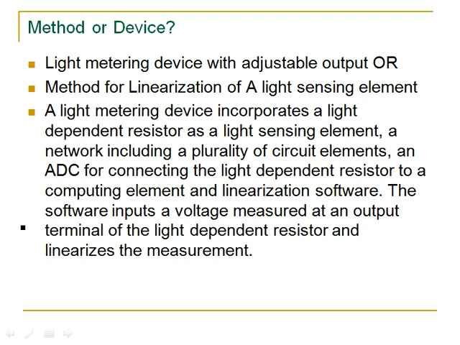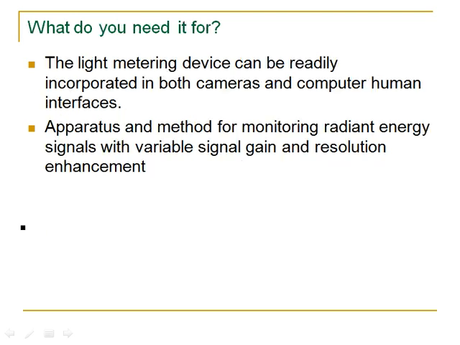So it's a light metering device which has a light-dependent resistor, a light-sensing element, a network of a plurality of circuit elements, an A to D converter for connecting the light-dependent resistor to a computing element, and linearization software. The software inputs a voltage, right? We can't patent a signal, but we can patent the process that the signal undergoes. It measures the output terminal at the light-dependent resistor, and linearizes the measurement. So what do you need it for? I need to know this, right? What's the application? The problem has to be important.